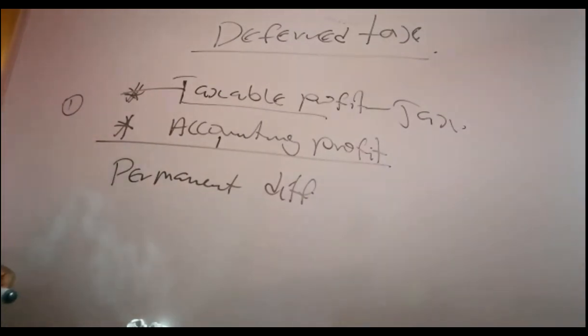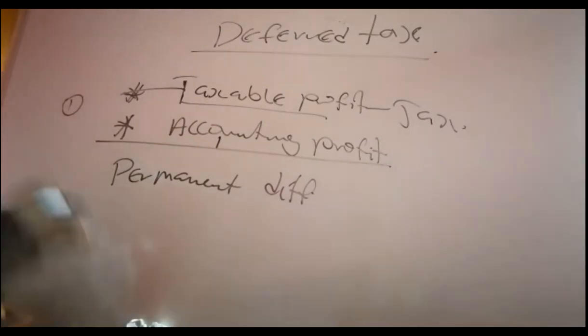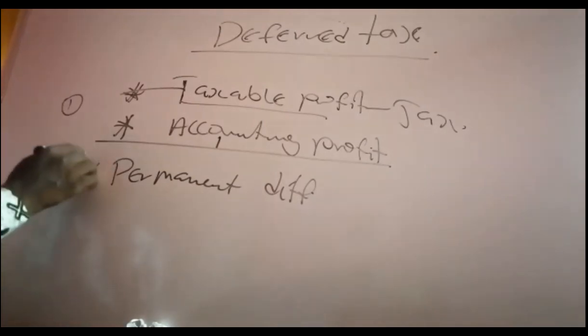Or even if you want to donate to children's homes or any NGO, it must be a registered home or NGO in the society, registered by the district assembly. Aside from all this, any donation made to such an institution would be what? Disallowed. That is it. We are done with the permanent difference. Please, permanent difference does not cause what? Deferred tax. Permanent difference does not cause deferred tax. So that is it. Now let's go to the temporal difference.